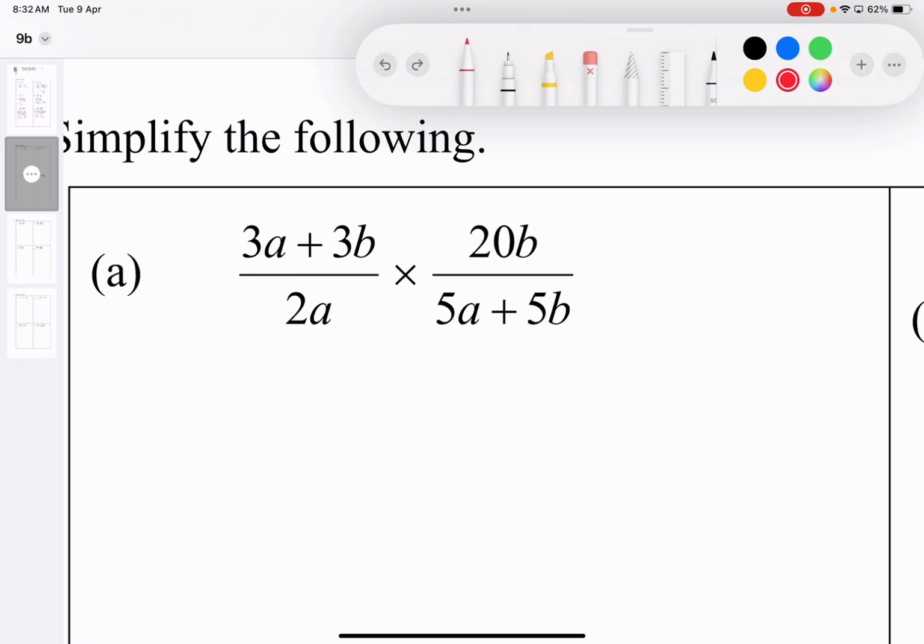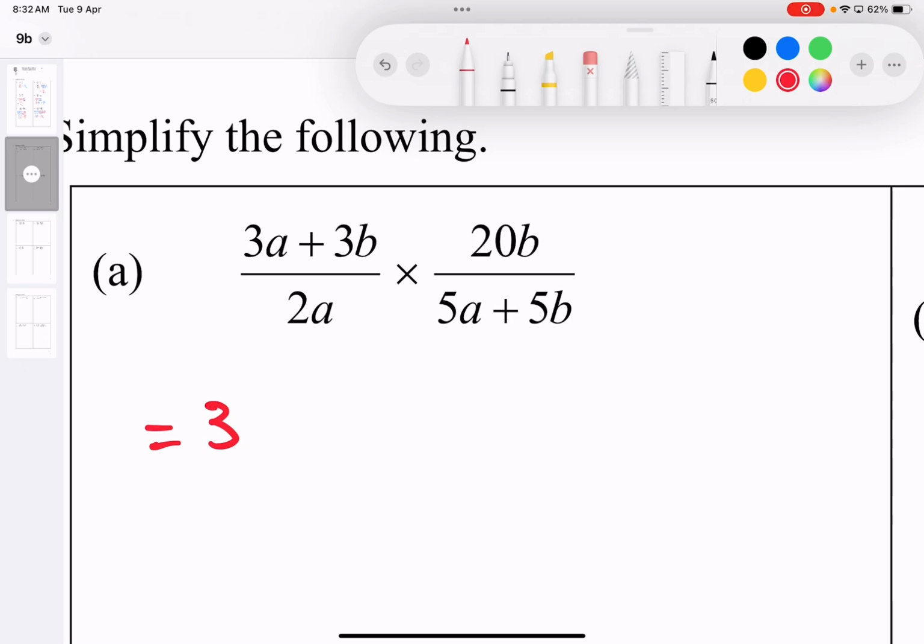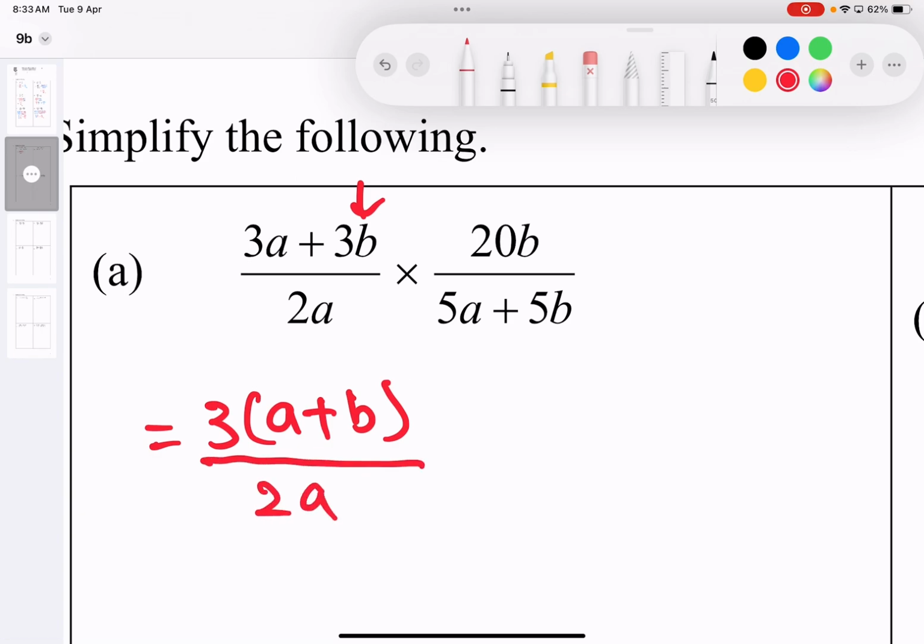You can see that there is a 3 here and a 3 here. Factorization means I pull out the common terms. So let us do that. This is a 3. If I pull out a 3, I'll be left behind with A plus. If I pull a 3 from this 3B, can you see I'm left with just a B? Then I have a divide by 2A. And I'm going to multiply by this thing on the other side. Same thing. I'm going to leave the 20B alone. I don't care about the 20B. I'm just going to put it there.